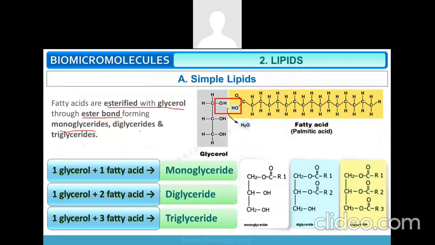So how does this happen? We know the structure of a basic glyceride molecule. To this basic glyceride molecule, one fatty acid is added with the help of an ester bond, and it becomes a diglyceride. If you add one more, it becomes a triglyceride. So one glycerol plus one fatty acid becomes a monoglyceride. One glycerol plus two fatty acids will give a diglyceride. And one glycerol with three fatty acids will give a triglyceride.